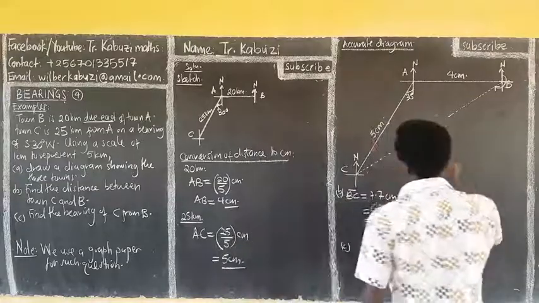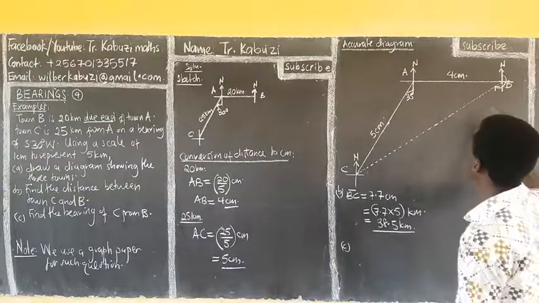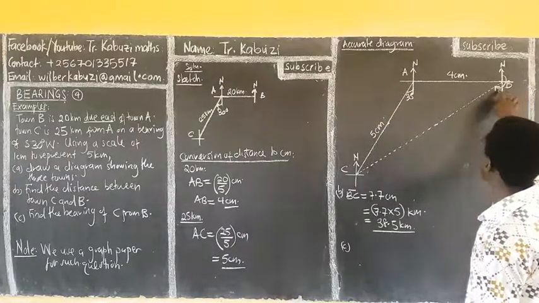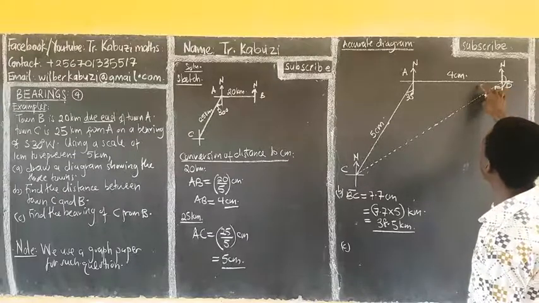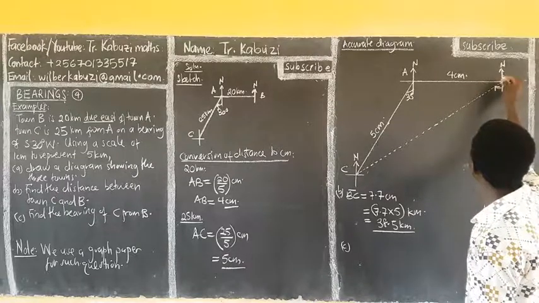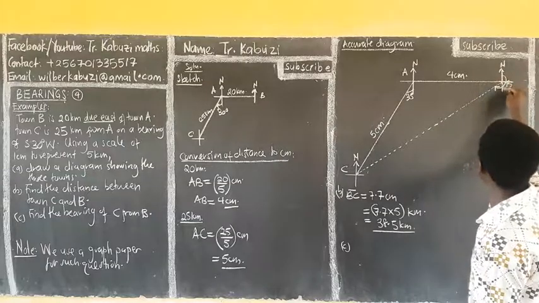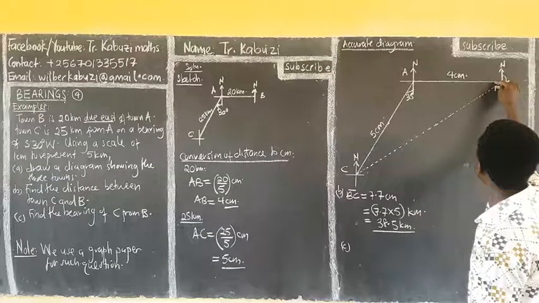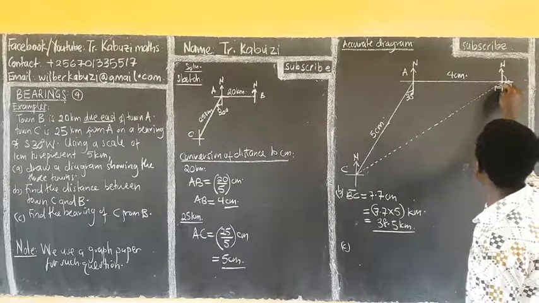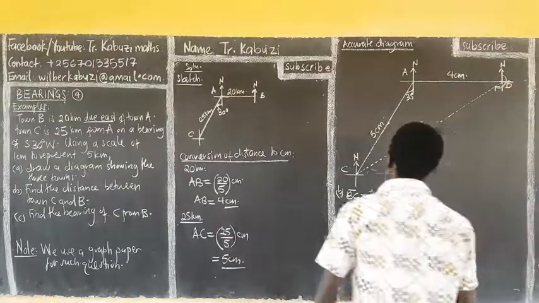First of all, we need to know this angle here. If I know this angle, I know from here up to here is 90. So if I know this angle, I can just get this angle here. So how are we going to get this angle?